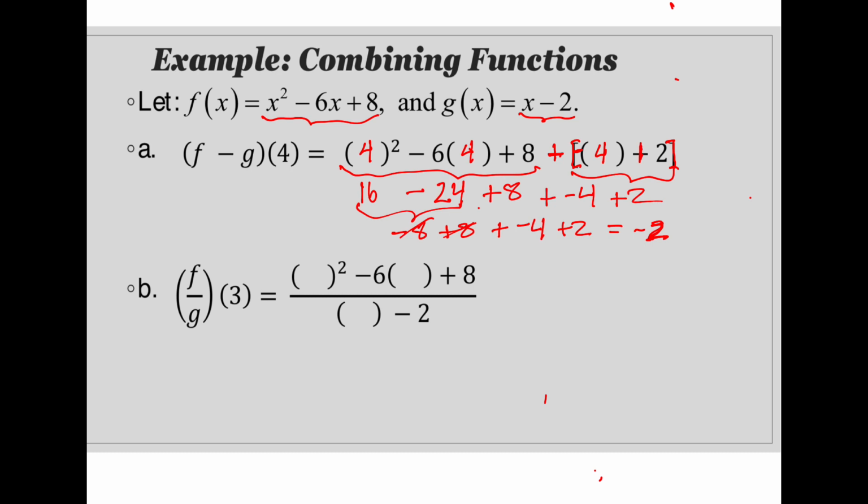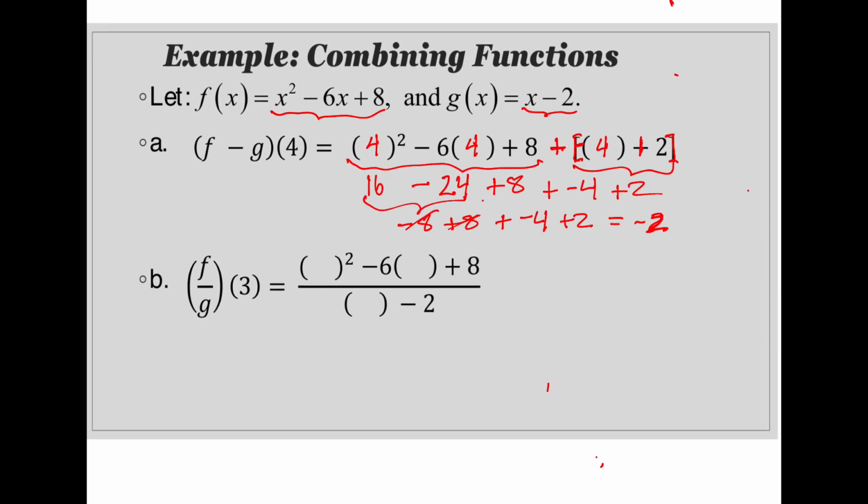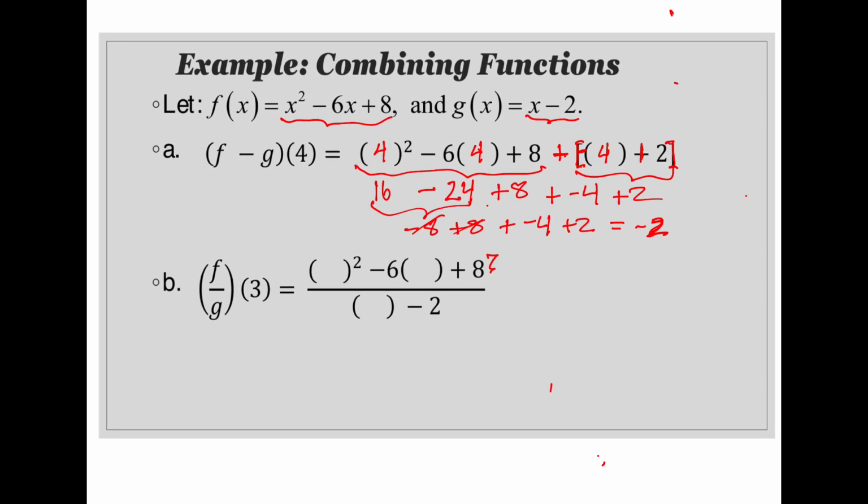Same thing on the bottom. I've got the same two functions. We have the top function, f of x over g of x. And we're substituting 3. So let's get 3 in there and then just work this thing out. That's 9 minus 18 plus 8 over 3 minus 2. Well, let's just go ahead and do that one.